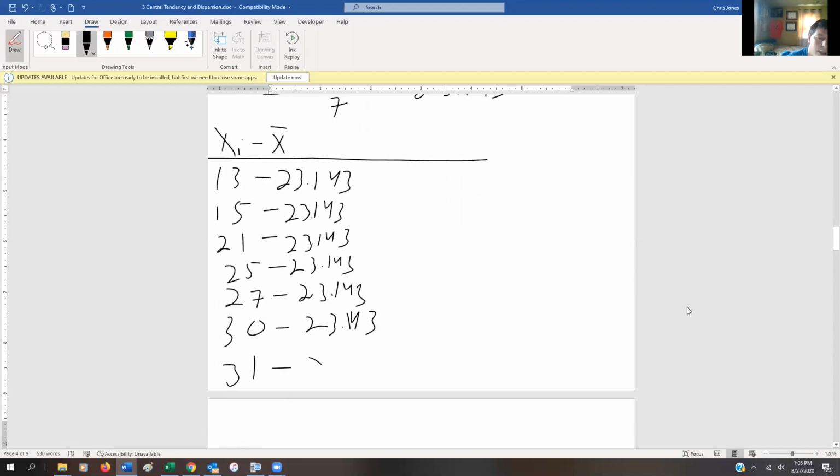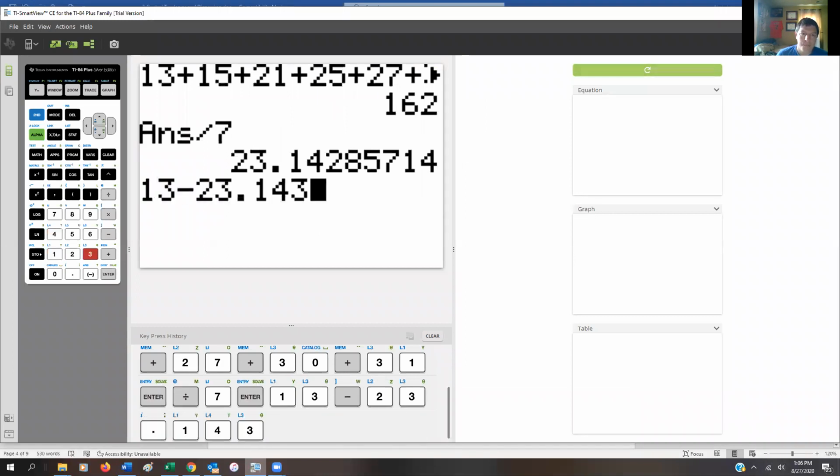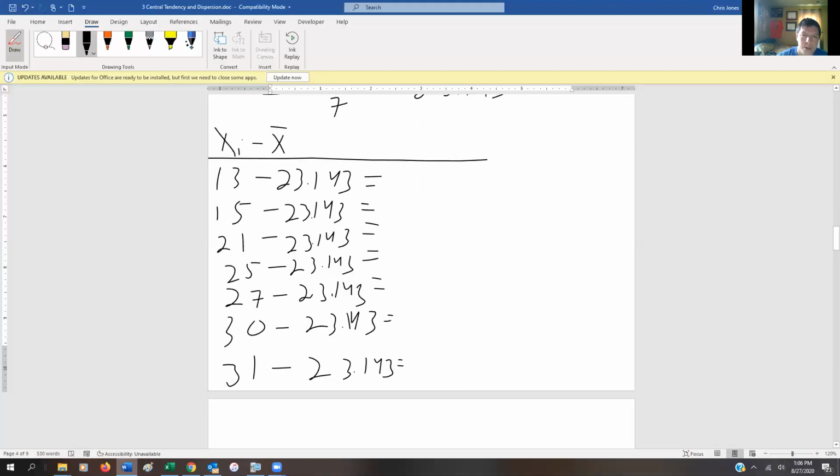And we're just going to use our calculator. Now I'm going to do the first one or two, and then I've already computed the rest of them beforehand. So in your calculator, you're just going to take 13 minus 23.143, and that's going to give us negative 10.143. It's okay to get a negative number.